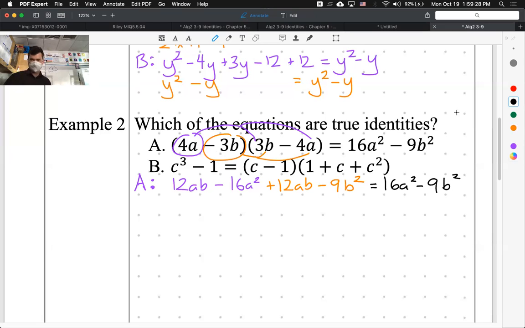Andres, go for it. So you will combine like terms for 12ab, 12ab. And get? 24ab. Yep, so 24ab, and then just, what do you want to do from there? Minus 16a, minus 9b squared. 9b squared. 16a squared minus 9b squared. Perfect.